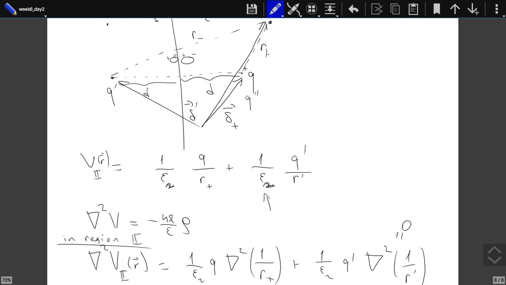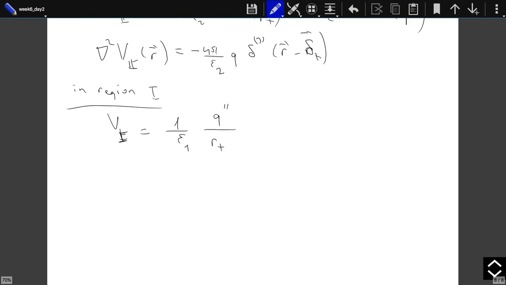Now the boundary conditions. First of all, curl of E is always 0. This means that the parallel component of the electric field, parallel to any surface, should be continuous.